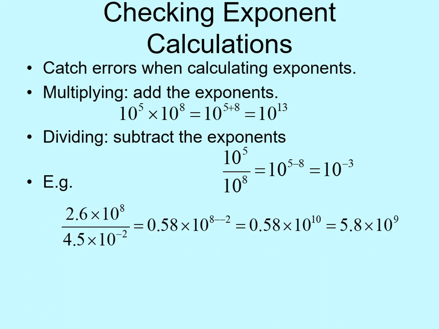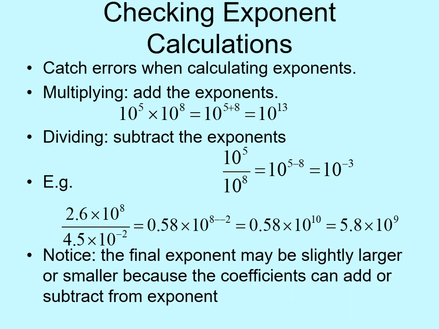Here's one more example, this time with coefficients and a negative exponent thrown in. Notice that we subtract the exponents, but the second exponent is negative. Since when we subtract a negative, it's like adding a positive, the answer comes out to be 10 to the 10th. Finally, notice that when we put the coefficient in the standard form with just one digit in front of the decimal, this also changes the exponent by 1. That's something else to watch for. The exponent could change by 1 or 2 because of what the coefficient is doing as well.